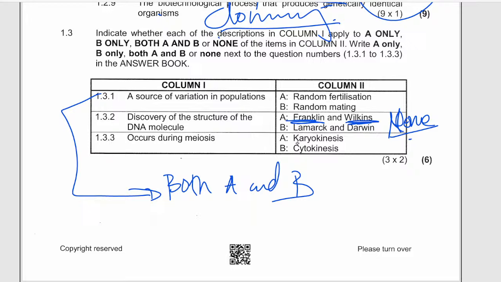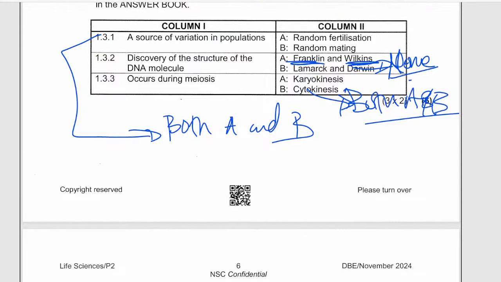Occurs during meiosis: karyokinesis, division of the nucleus, and cytokinesis, division of the cytoplasm. Both A and B. Because the nucleus divides, that's why you have half the chromosome number. Yes, cytokinesis occurs. That's why you have different cells forming. Therefore, the answer is both A and B. You understand? So that is it. I think we got it.